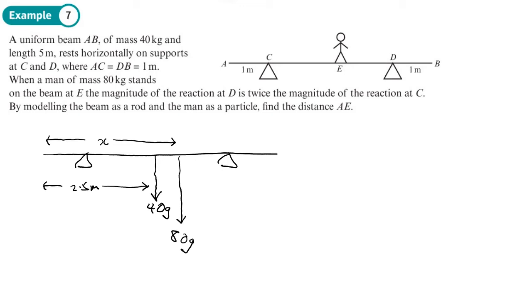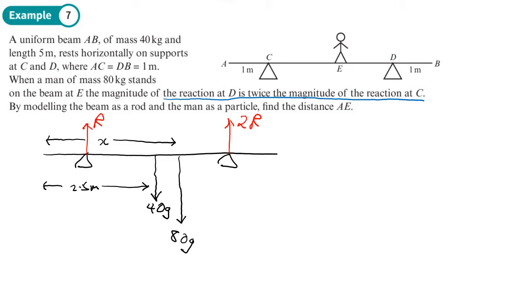Important bit of information here about the reactions. It says that the reaction at D is twice the magnitude of the reaction at C. So we can use the same letter. The reaction at D is twice that at C. So let's call the reaction at C, let's just call that R. And the reaction at D is double that. So this is going to be 2R. Okay, so we've got all of our forces, information, distances on the diagram.